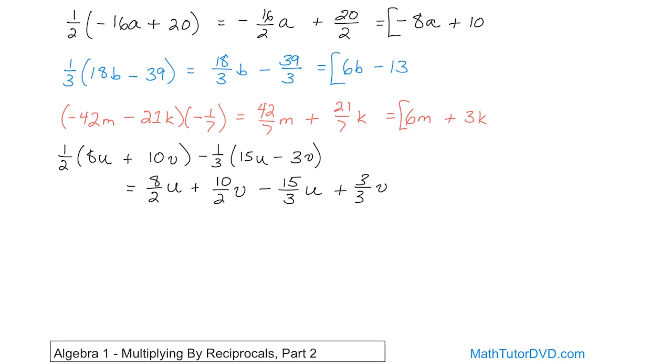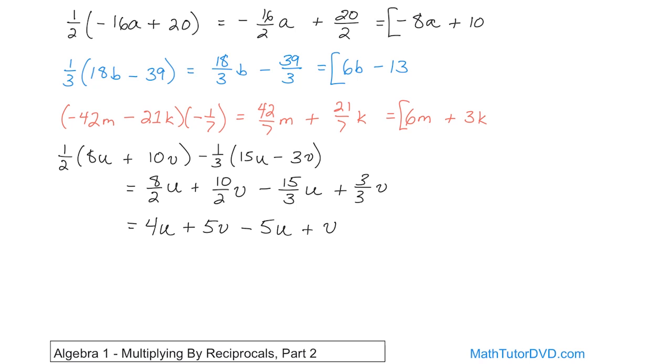So then we ask ourselves, 8 divided by 2, that goes an even number of times, 4u. 10 divided by 2, that comes an even number of times, 5v. The minus sign comes along. 15 divided by 3 goes an even number of times, 5u. And then 3 divided by 3 is just 1, so that just kind of drops away, 1v. We don't have to write the 1 there, it's implied in front of the v.